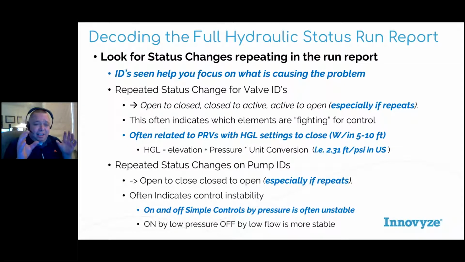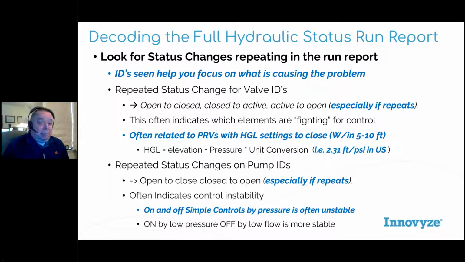When you're looking at this, and I have several examples coming up so we'll see these in a little more detail, if my model is reaching maximum trials and I'm seeing elements that are switching on, switching off, switching on, switching off, that's what we're talking about with status changes that are repeating in the run report. If you see that, that's generally what's causing it to not be able to converge. The IDs that are listed that keep changing are definitely the ones that tell you, hey, what's going on there? Why are these 2 things fighting, or 3 things fighting?